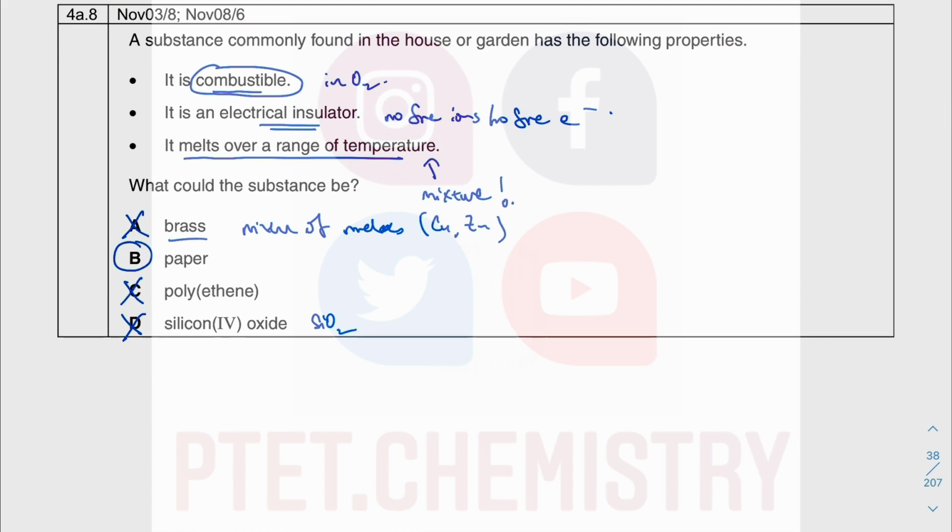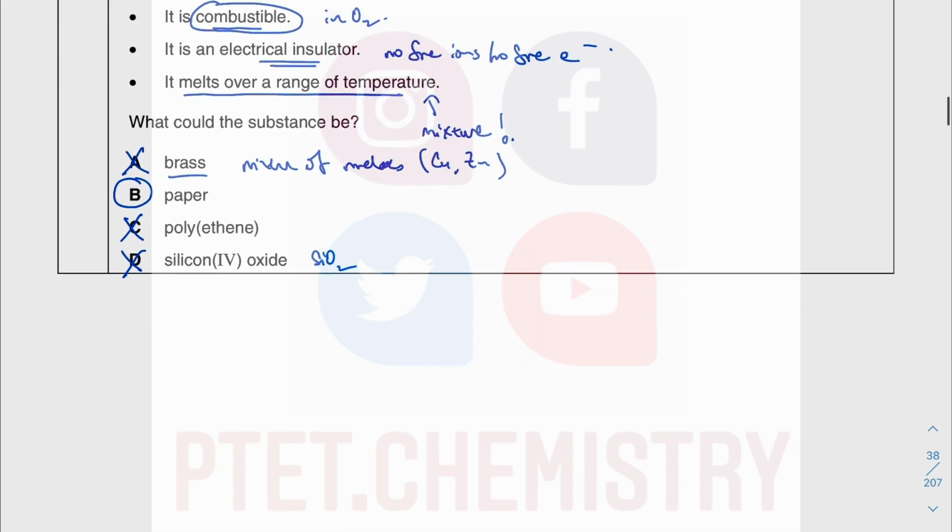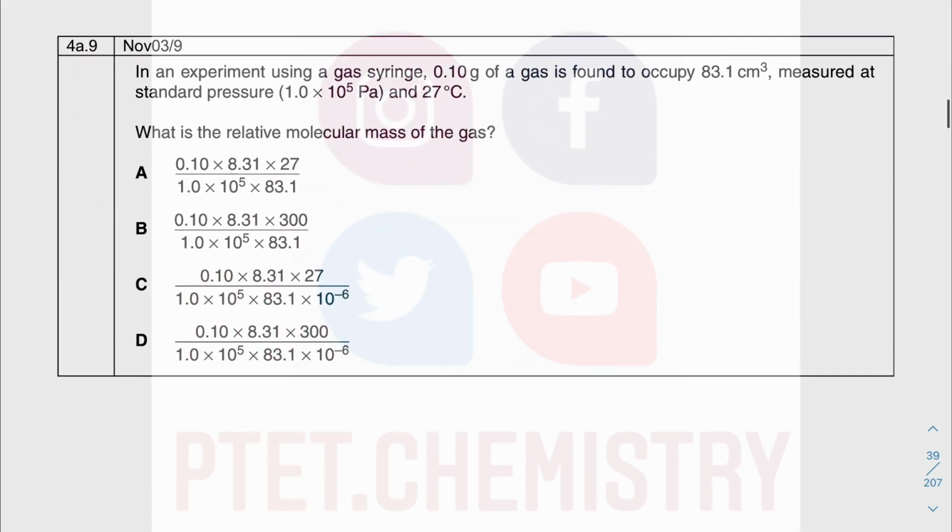Turns out that paper, I don't know why this example comes up, but paper is definitely a mixture. It definitely does not conduct electricity. It's combustible, you can burn paper easily. It melts over a range of temperature because it's a mixture. You get it from wood, but it's a mixture of other substances mixed into making your paper.